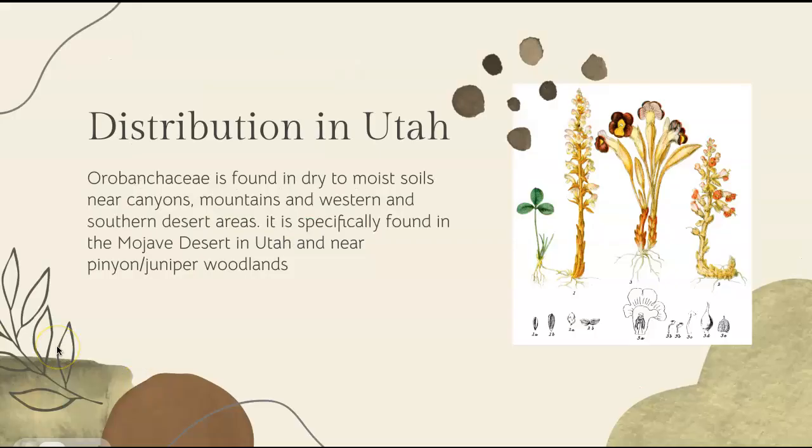The distribution of the Orobanchaceae family within Utah is found mostly in dry to moist soils near canyons, mountains, and the western and southern desert areas. It's specifically found in the Mojave Desert in Utah and near pinyon or juniper woodlands, which is very evident in the fact that we actually saw a desert paintbrush in our first field trip.